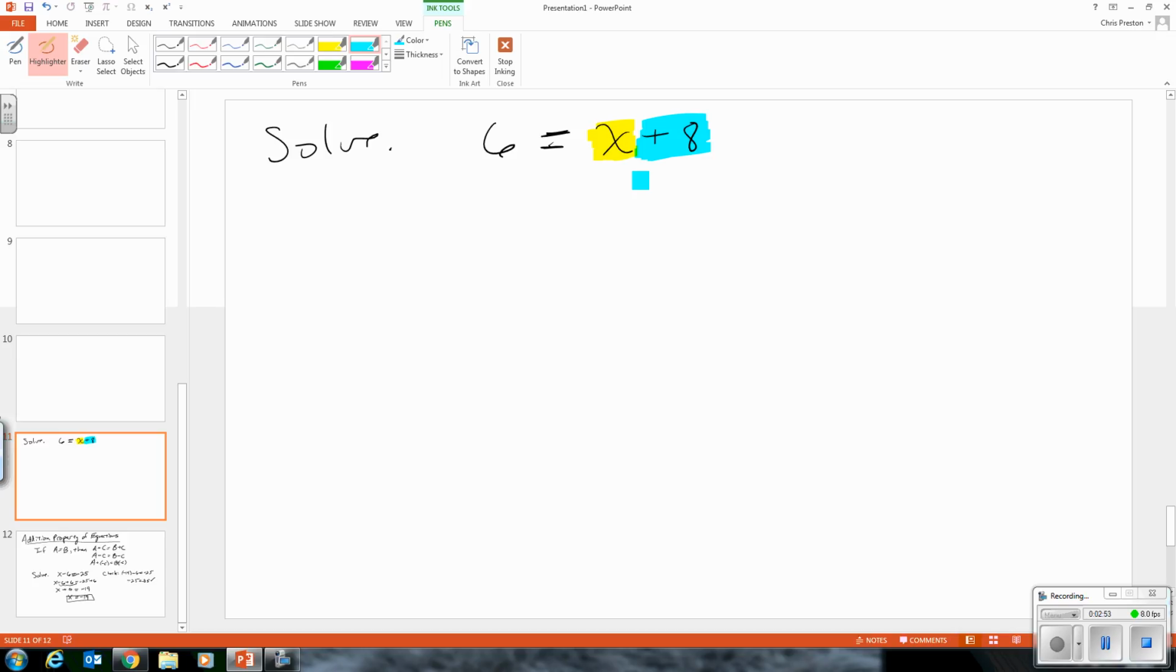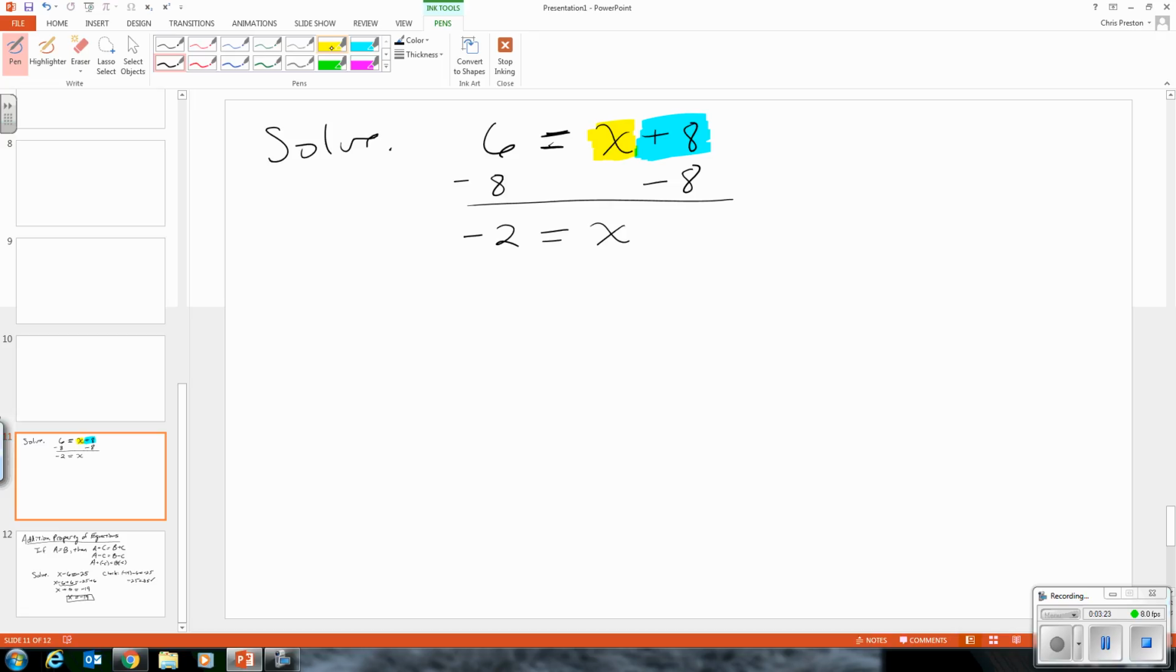Notice I'm not really focusing on the 6. The 6 is not relevant to what I'm going to decide to do. What I'm going to decide to do is get rid of this positive 8. I'm going to subtract 8 from both sides of the equation. This is just a shorthand way of how I did it before; I put it horizontally, here I'm just putting it vertically. Positive 8, negative 8, that makes 0. So x plus 0 would just be x. And then 6 minus 8 is negative 2.